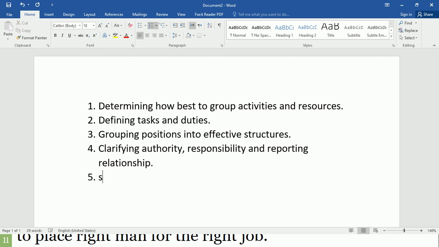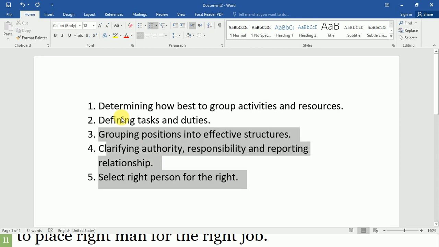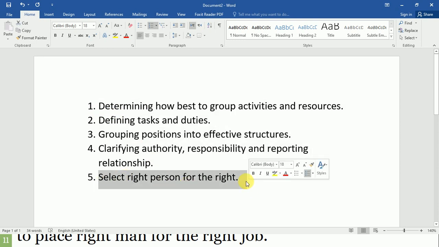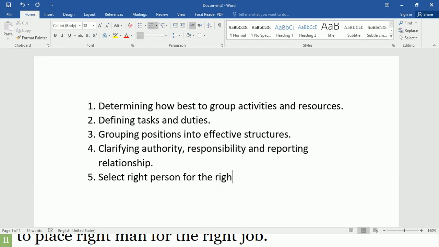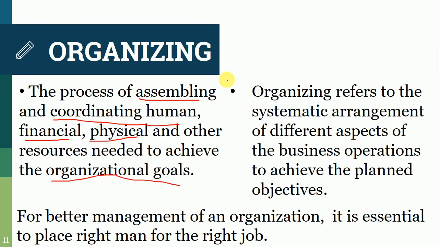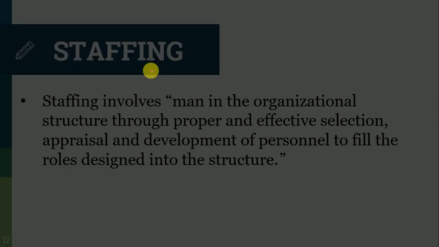So we also do staffing, which we'll discuss later on. And the last one is we select the right person for the right job. As I said, if you want to achieve your goals effectively and efficiently, you have to select the right person for the right job. Selecting the right person for the right job is part of the second function of management, which is organizing. I hope you understood, dear students.